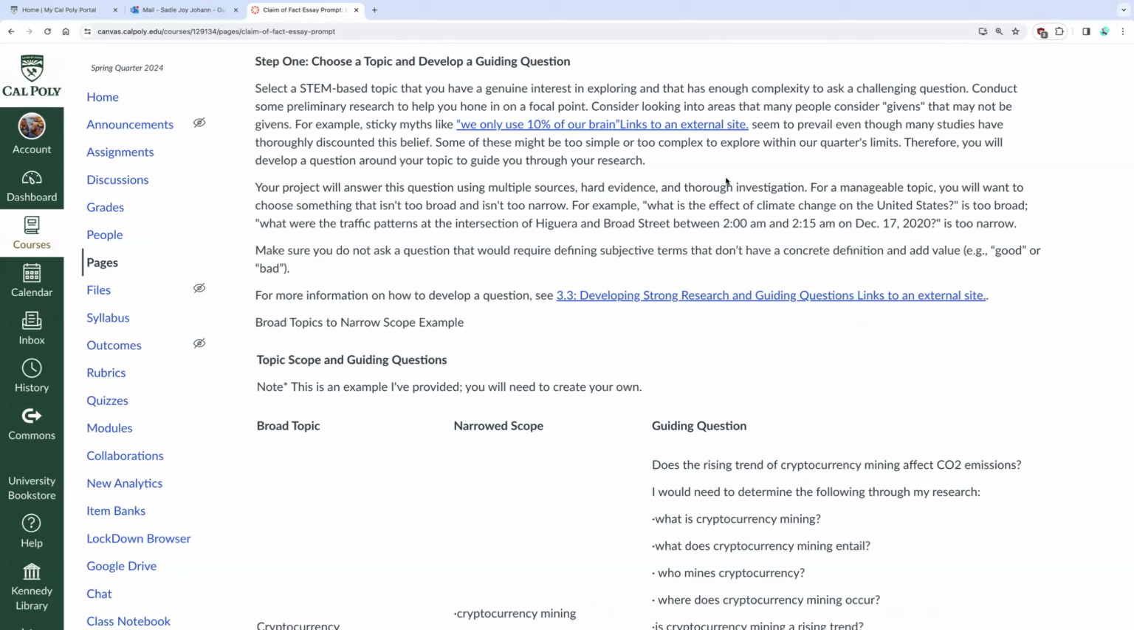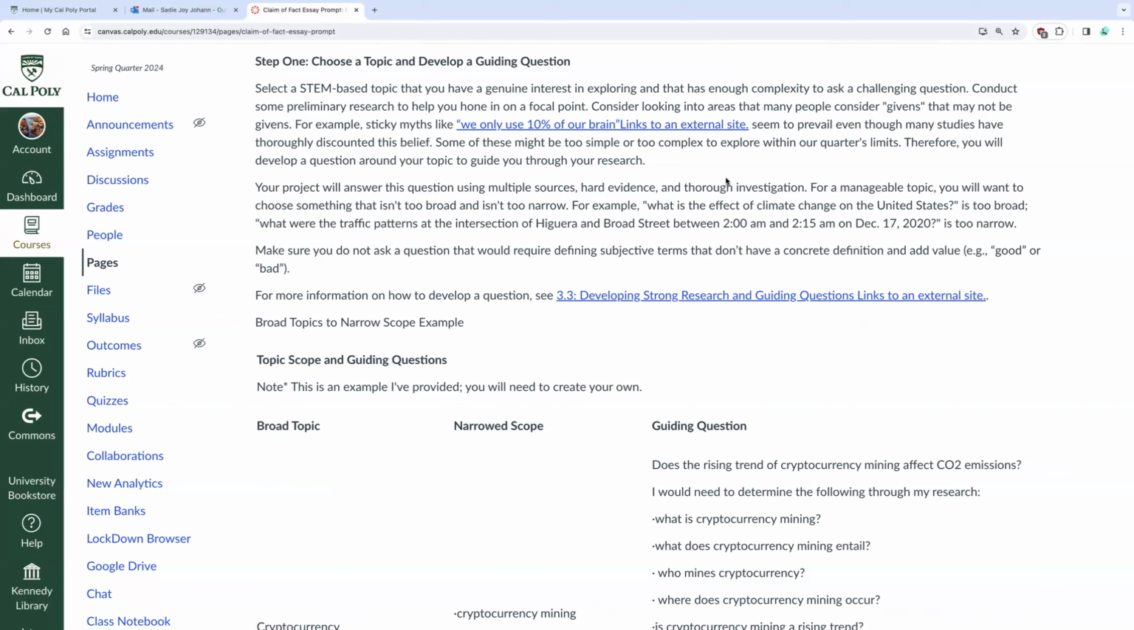So for a manageable topic, you will want to choose something that isn't too broad and isn't too narrow. For example, what is the effect of climate change on the United States is way too broad. But what were the traffic patterns at the intersection of Higuera and Broad Street between 2 a.m. and 2:15 a.m. on December 17th, 2020 is way too narrow.